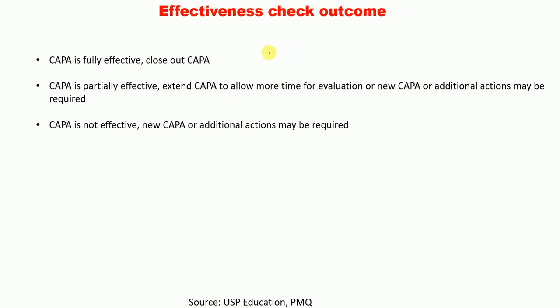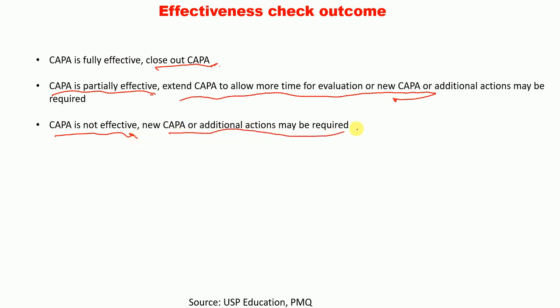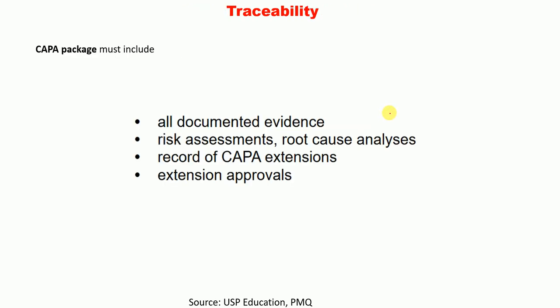Effectiveness check outcome. If the CAPA is fully effective, then we close the CAPA. If the CAPA is partially effective, we extend the CAPA to allow more time for evaluation, or a new CAPA or additional actions may be required. If the CAPA is not effective, then a new CAPA or additional actions may be required.